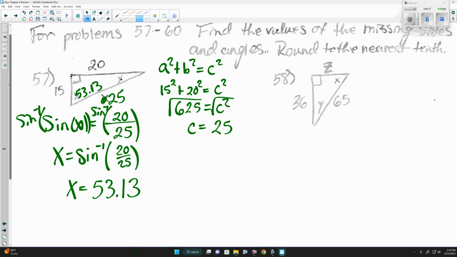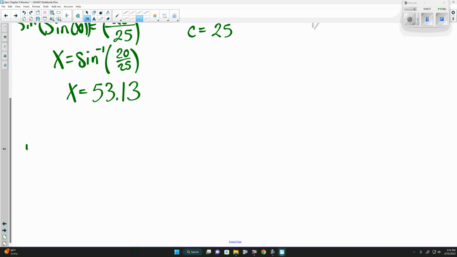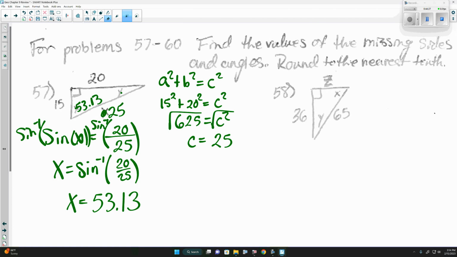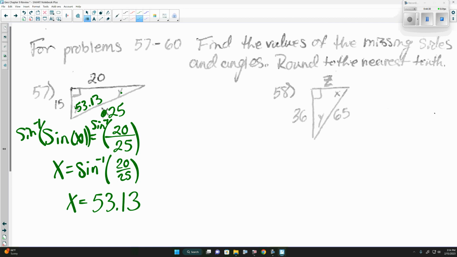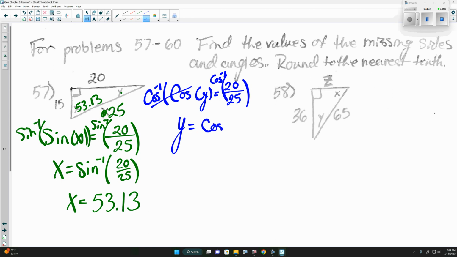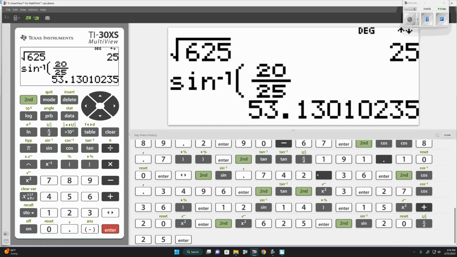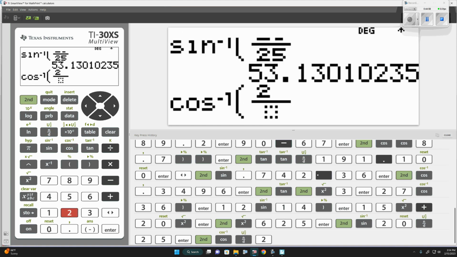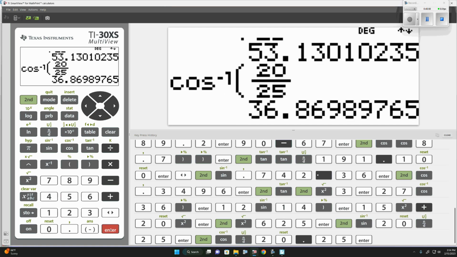Now to find the other angle, there are different ways we can go about it. Let's go back up. We could use sine, cosine, or tangent. This time I could just say cosine of y is equal to the adjacent side over the hypotenuse. We would apply cosine inverse to both sides, leaving us with angle y by itself is equal to cosine inverse of 20 over 25. Calculator, second cosine inverse of 20 over 25, which is 36.87.